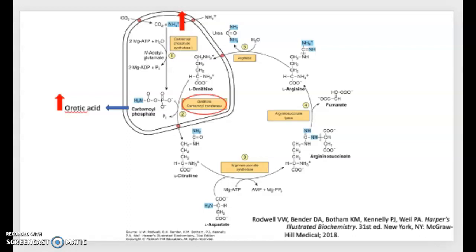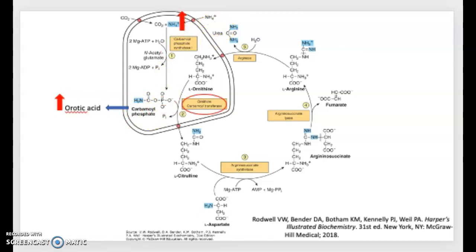Due to the OTC deficiency, carbamyl phosphate is accumulating in the mitochondrial matrix to a point where it's going to diffuse out into the cytoplasm. Once it diffuses out into the cytoplasm, it's going to be used for synthesis of pyrimidine. And one of the intermediates of pyrimidine synthesis is orotic acid. And when there's a lot of it, it's going to be excreted in the urine, giving that lab result. Then also due to the buildup of carbamyl phosphate, there is going to be less clearance of ammonia from the blood, leading to an increase of ammonia there.